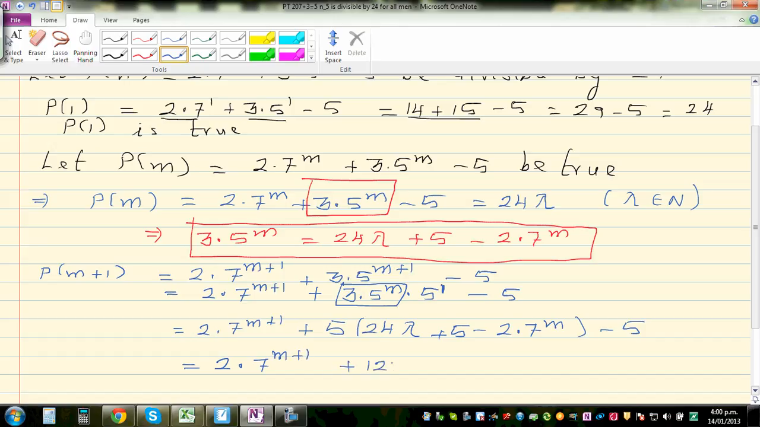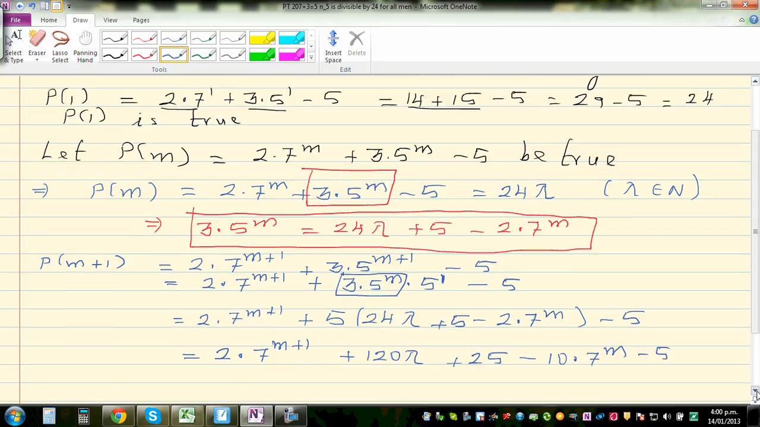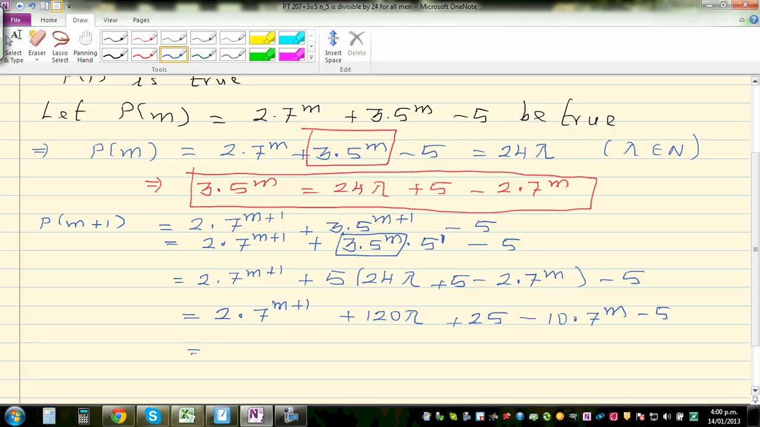This is 120 lambda plus 25 minus 10 times 7 to the power m minus 5. Okay, let me scroll up. So this is equal to, I'm expanding this further. This is 2 times 7 to the power m times 7 to the power 1 minus 10 times 7 to the power m plus 120 lambda plus 20. 25 minus 5 is 20.